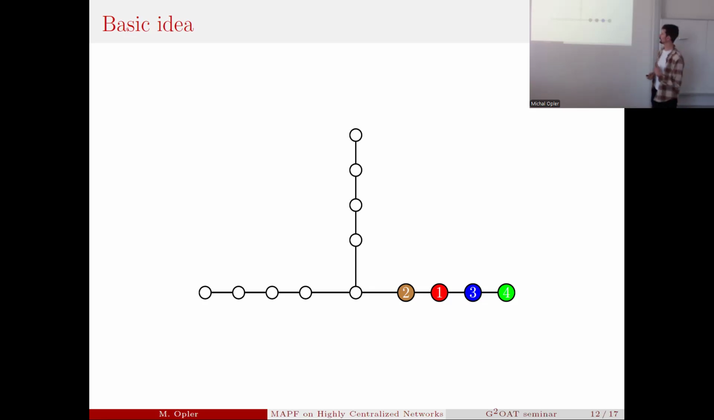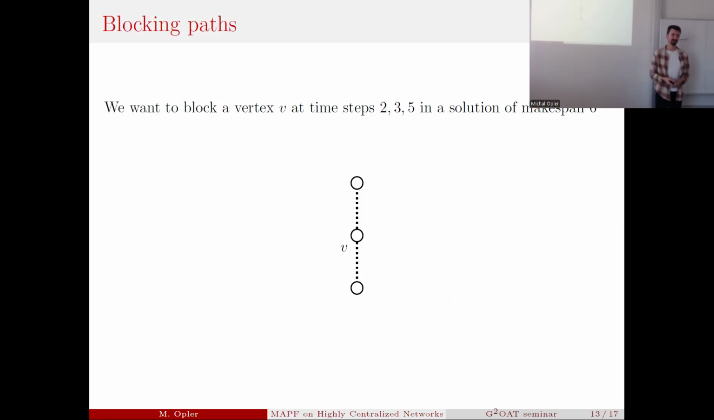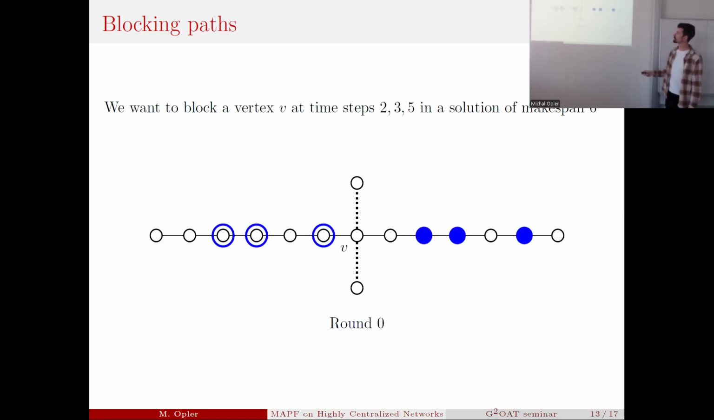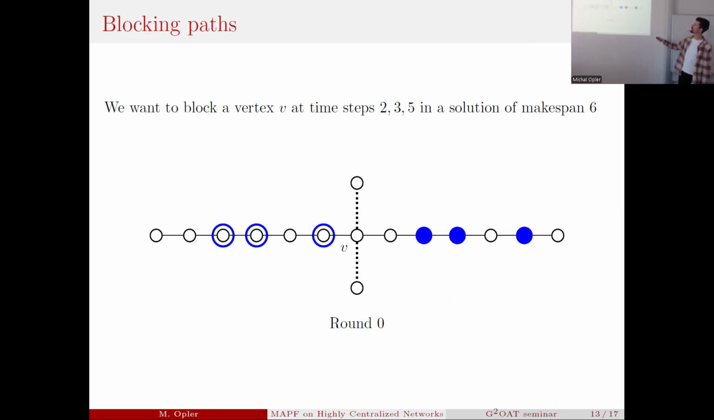So how do we block certain vertices at given times? Well, there is a black box reduction. It's called blocking path. Assume that we have some instance which has vertex v, and we want to block this vertex v at time steps 2, 3, and 5. And we're looking for a solution of makespan 6. Well, the idea is that we just put a path of length 6 vertices on each side that goes through v, and we put 3 auxiliary agents here, and 3 which are their targets.